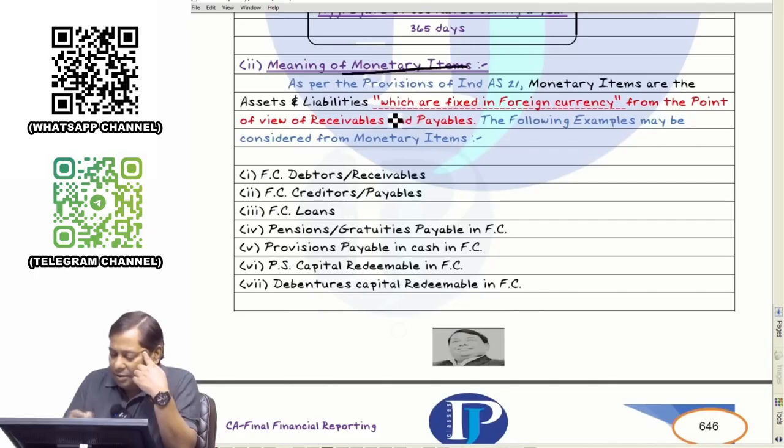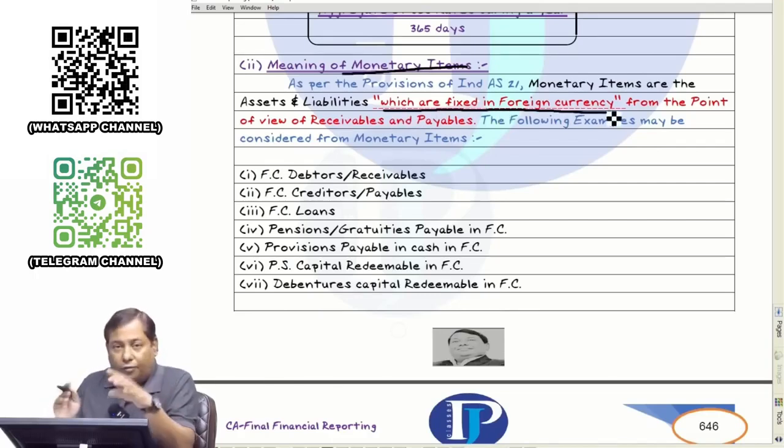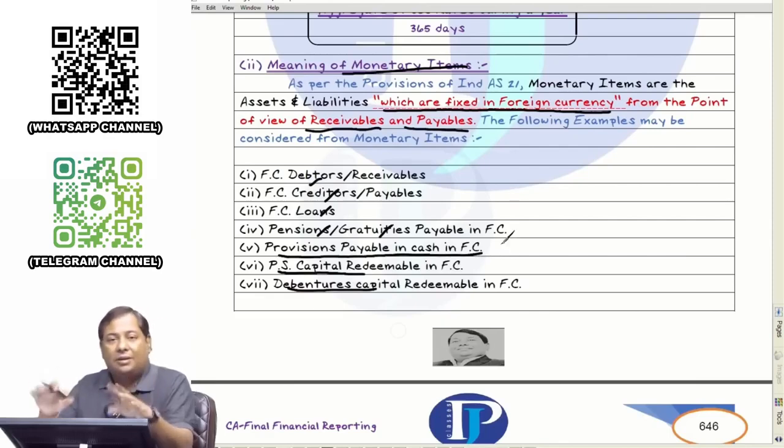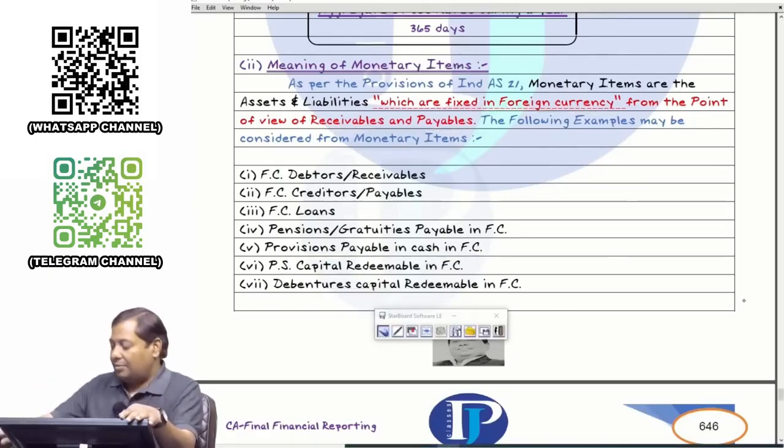Monetary items are those which are fixed in foreign currency. That means the inflow and outflow, whether it's receivable or payable. So examples were debtor, creditor, loan, pension, gratuity, which you'll give to your employees. You have to give preference share capital, debenture, some provision that you have prepared in foreign currency. Everyone has read in AS 37: when we make a provision, when outflow is probable and we know that money will go. See how many examples there are.